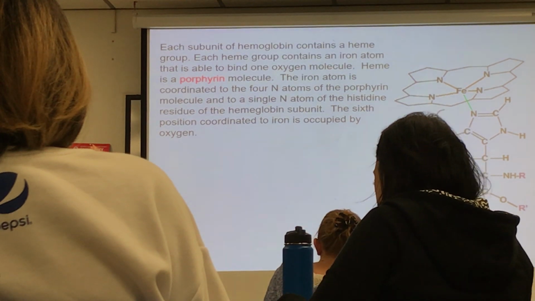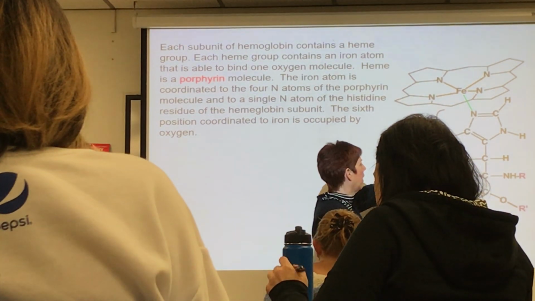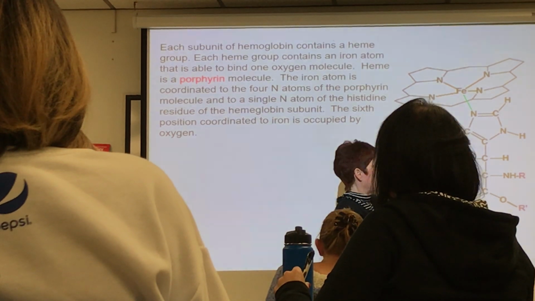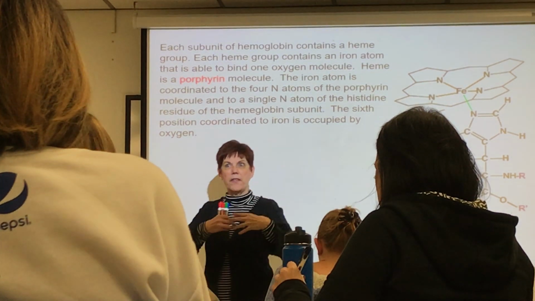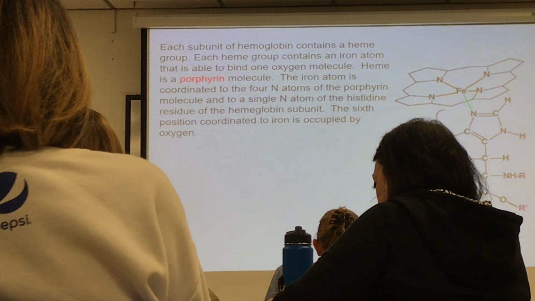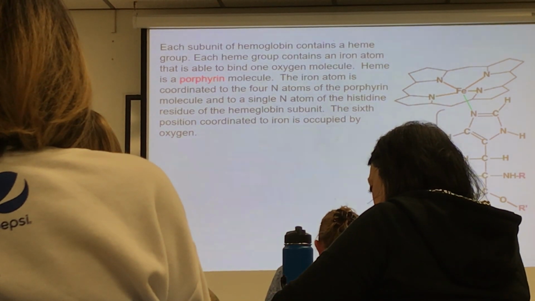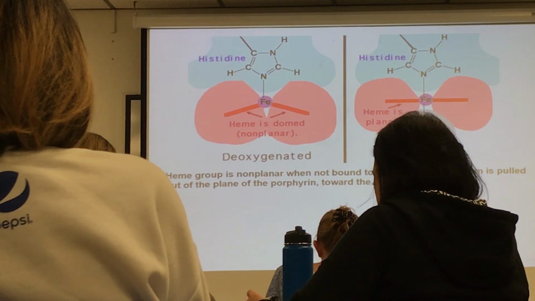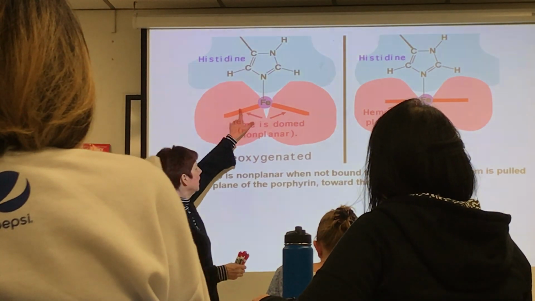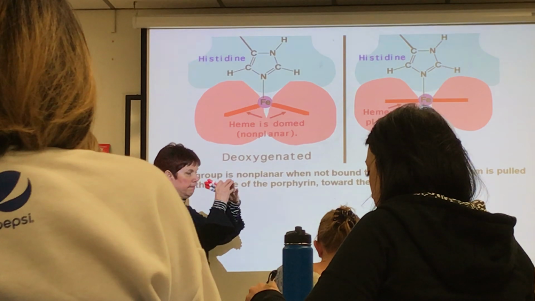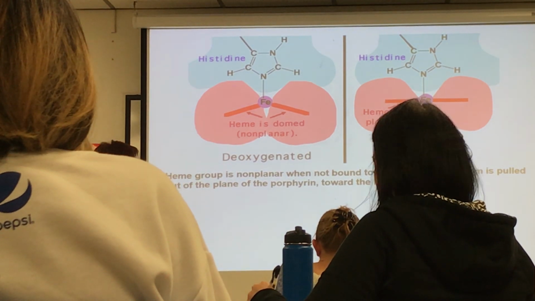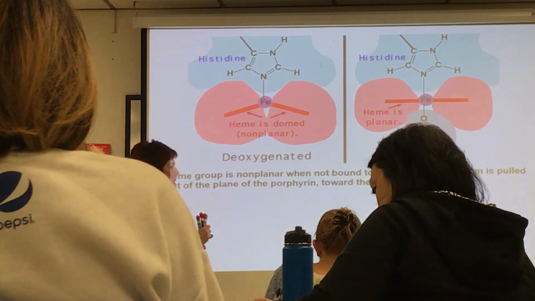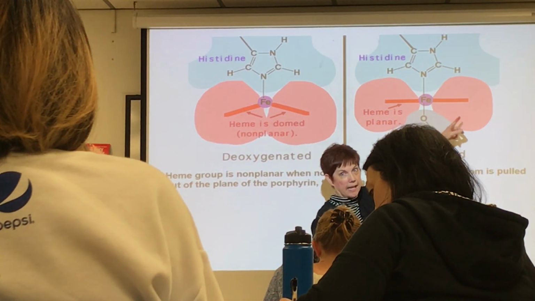So you don't have to learn all this chemistry here, but the porphyrin and the iron I want you to know, and that flexes depending on whether or not it has oxygen. It will flex and change shape. Here, the porphyrin molecule is in a tilted form when oxygen is not attached, and when oxygen is attached, it flattens out.